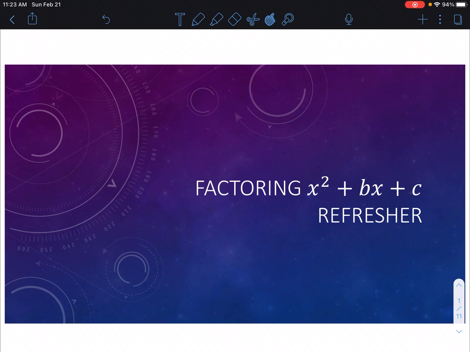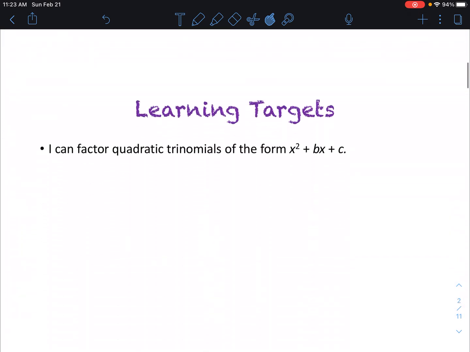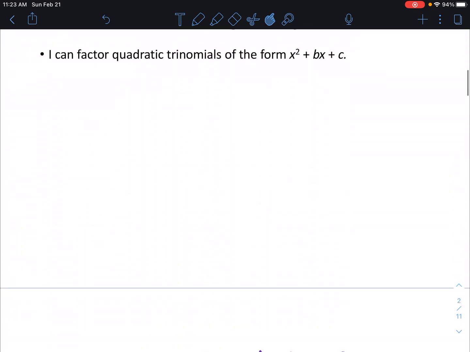All right, so today we're going to go through how to factor polynomials that look like x squared plus bx plus c, in other words, quadratics, and that have a leading coefficient of 1. So really, that's our goal today. So there's our learning target.